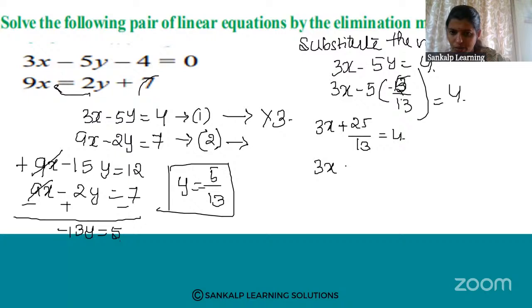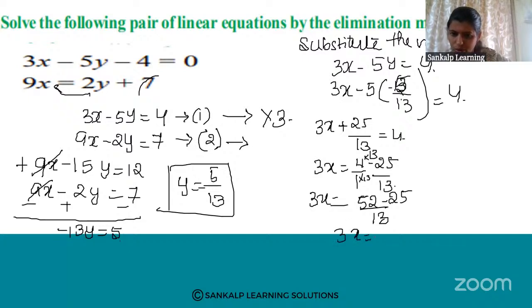Now transfer this 25 divided by 13 to this side. 4 minus 25 divided by 13 you will get. Now take LCM. LCM is 13. So 4 into 13, 52. 52 minus 25. 3x is 52 minus 25. What comes?